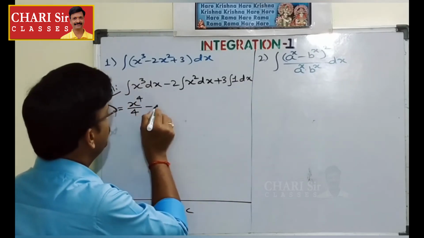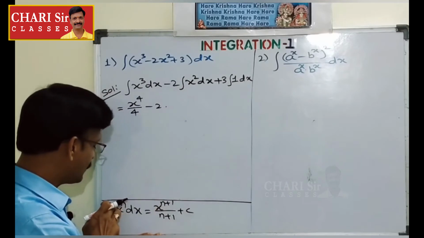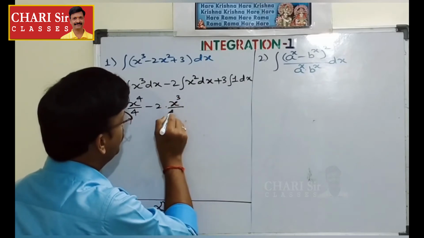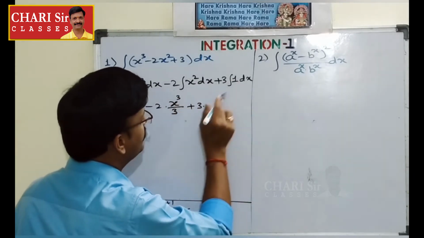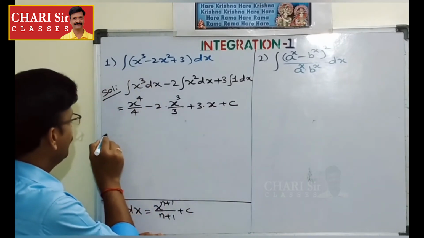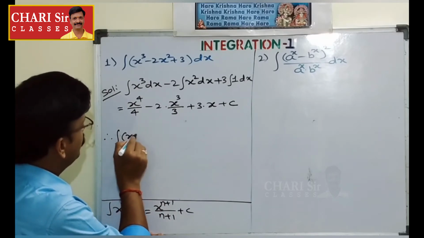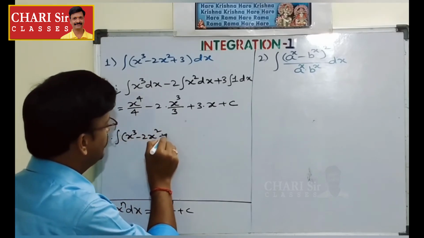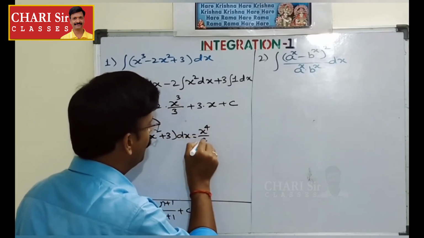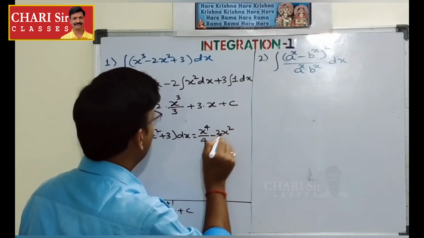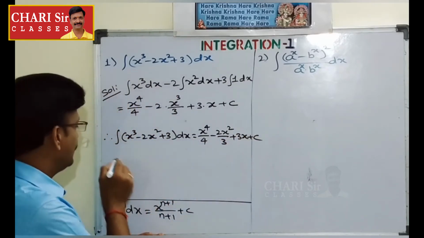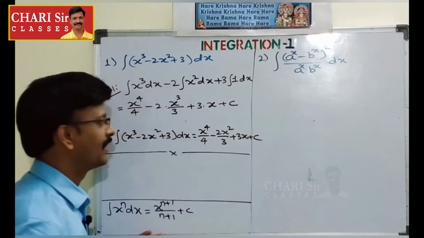Now minus 2 into x square, means in place of n, 2 is there, so 2 plus 1 by 2 plus 1 will come. That is x to the power of 3 by 3. Plus 3 into integration of 1 dx is nothing but x, and plus c. Now the final answer: integration of x cube minus 2x square plus 3 whole dx is equal to x power 4 by 4 minus 2x cube by 3 plus 3x plus c. Like this. This is your final answer. This is the first question.